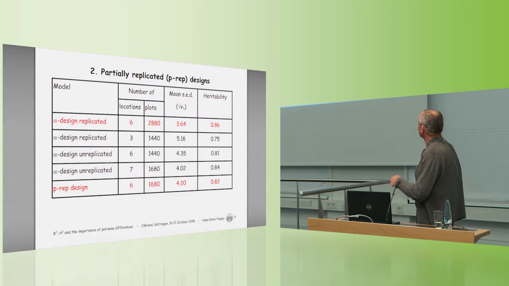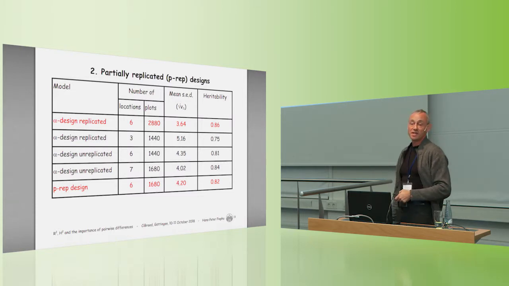Turns out that, well, the unreplicated design is actually pretty good, but you can really only compare designs that have the same total number of plots, so you can really compare those two. An unreplicated design versus a P-rep design. So the unreplicated design is actually slightly better than the P-rep design. And the same here, the alpha design, fully replicated, just 3 replications, is doing less well than the alpha design that's unreplicated, but has double the number of locations.